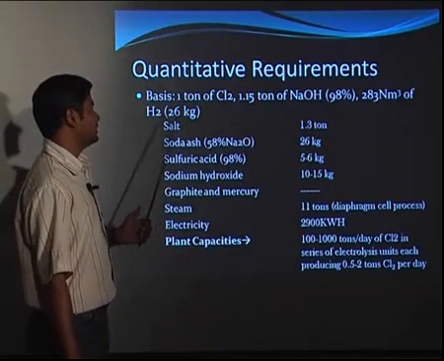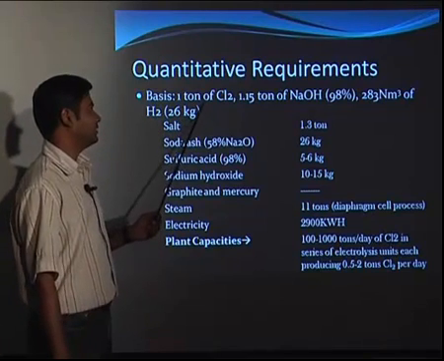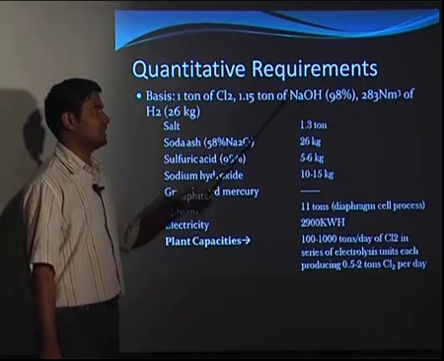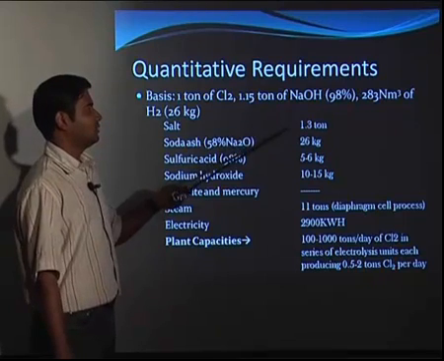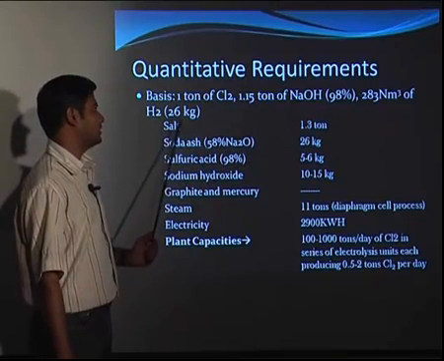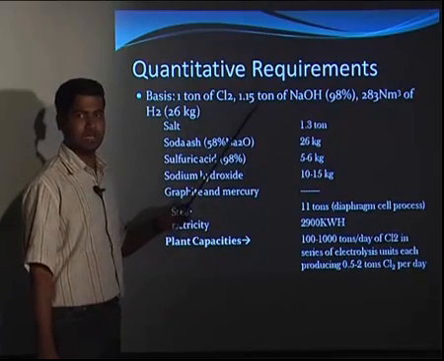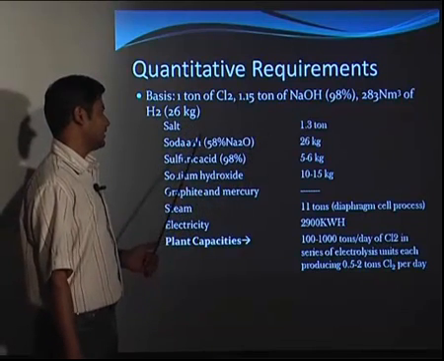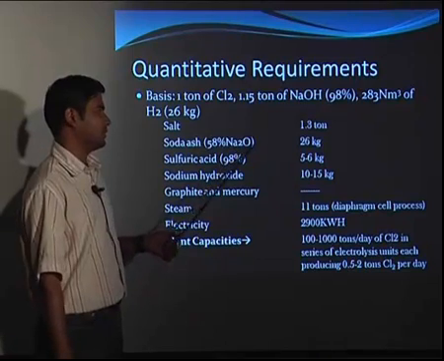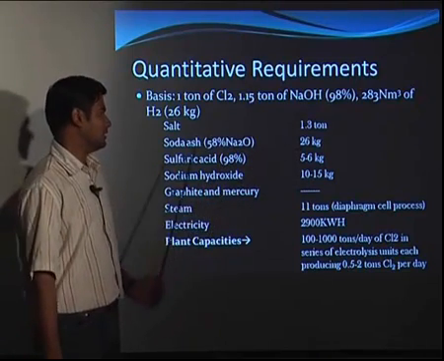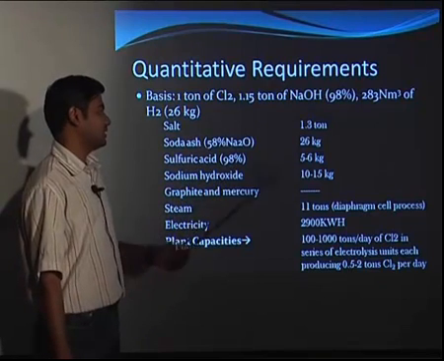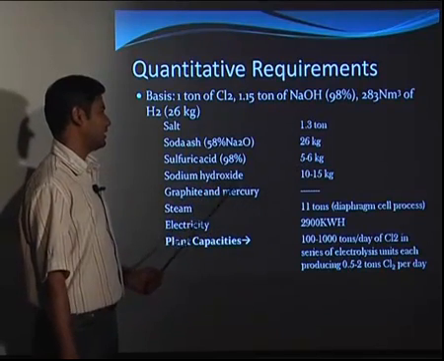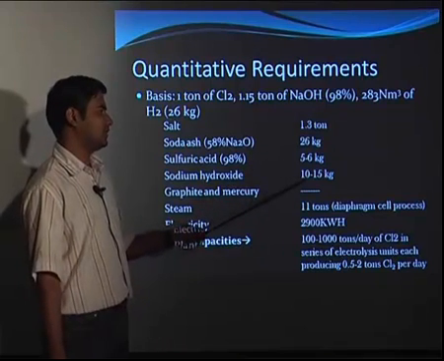The quantity requirements are as follows. If we are producing 1 ton of Cl2, we get 1.15 tons of sodium hydroxide, which is 98% pure, and 283 normal meter cube of hydrogen, that is around 26 kg, in the electrolysis cell. Then we require salt, 1.3 tons. We require soda ash, 58% Na2O, to purify the salts, 26 kg. We require sulfuric acid, 98%, 5 to 6 kg, to remove the moisture from chlorine. Then sodium hydroxide, again to purify the salt, 10 to 15 kg.